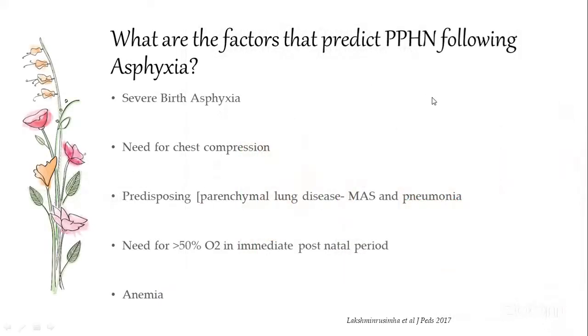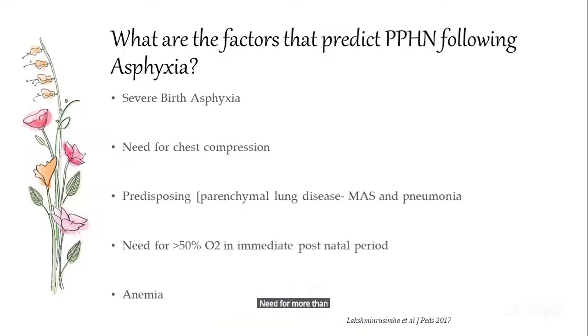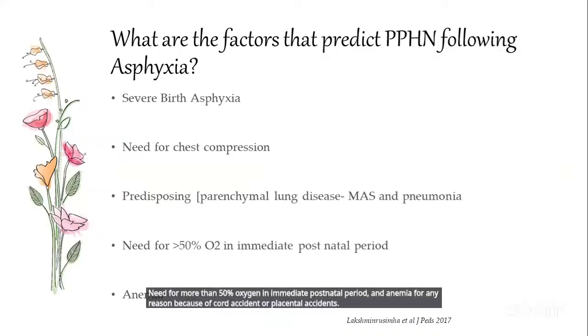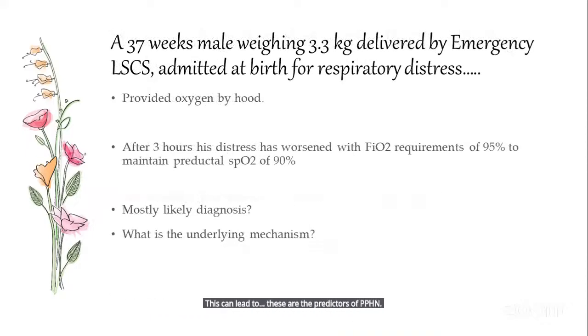What are the factors that predict PPHN following asphyxia? Severe birth asphyxia, with need for chest compression, is a predictor of severe PPHN in the ICU. Predisposing parenchymal lung disease like meconium aspiration or pneumonia are risk factors for severe PPHN. Need for more than 50% oxygen in the immediate postnatal period, and anemia for any reason, because of cord accident or placental accidents, are also predictors of PPHN in the ICU.